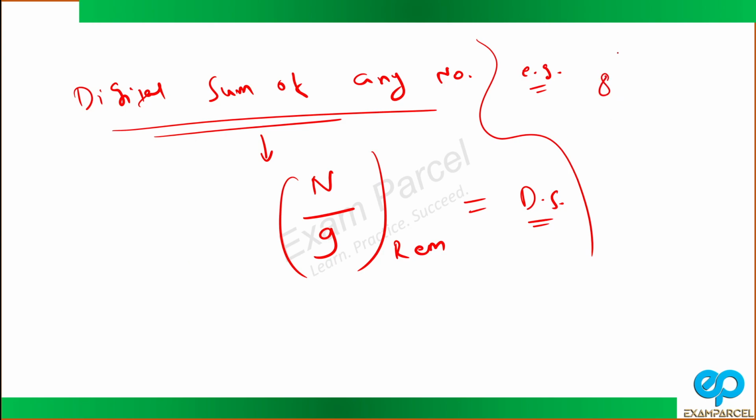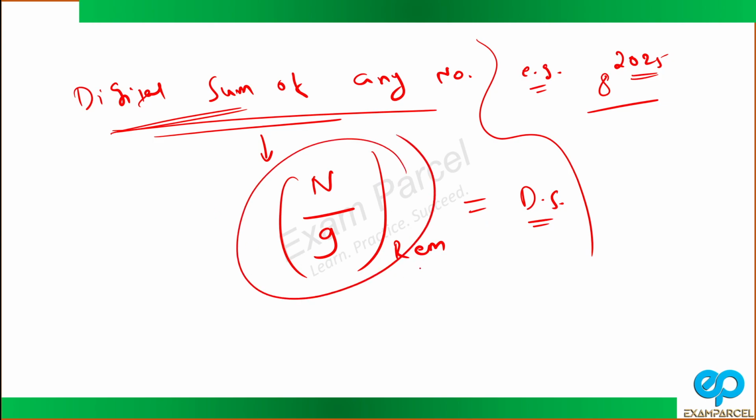Let's say 8 raised to the power 2025, and I have to find the digital sum of this number, right? Now, obviously, I can't find the digital sum this way. This will be very difficult. How can I handle the 2025 power? But this property says that if I take the remainder by dividing by 9, we can get the digital sum. So our problem reduces to dividing by 9 and finding the remainder.